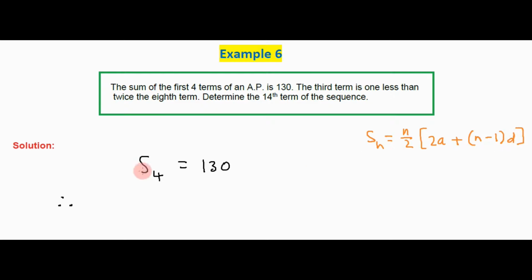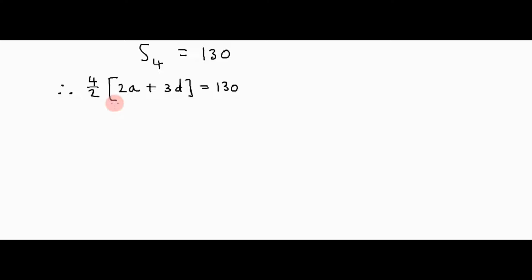So applying this formula to the left-hand side here, n over 2 is 4 over 2, then into 2a, plus n minus 1 is 4 minus 1, so 3d equals 130. Now 4 divided by 2, of course, is 2. And we can divide the 2 into the right-hand side. So we're left with 2a plus 3d equals 65. This we can call equation 1.